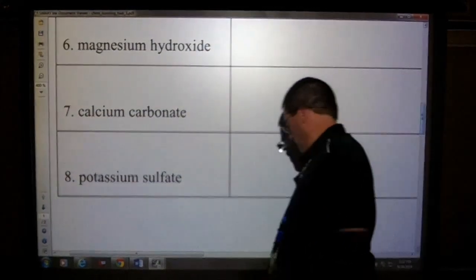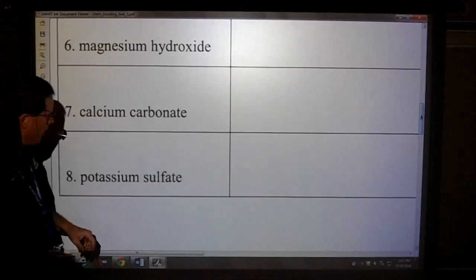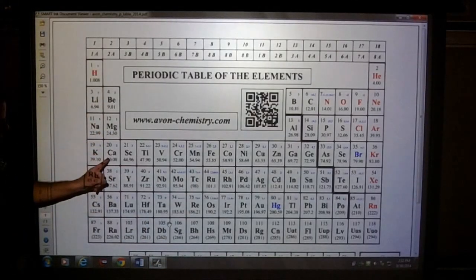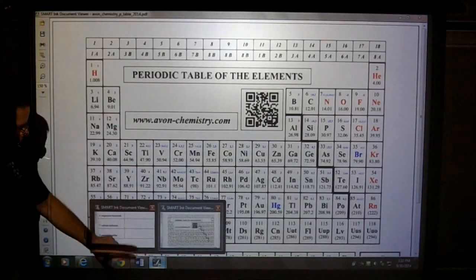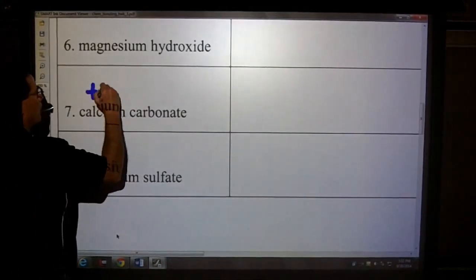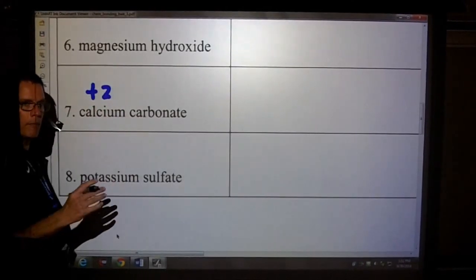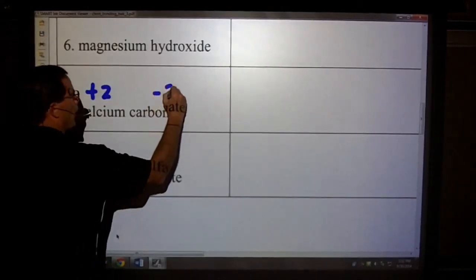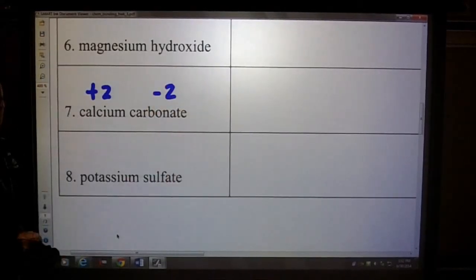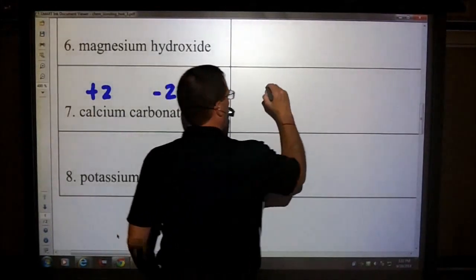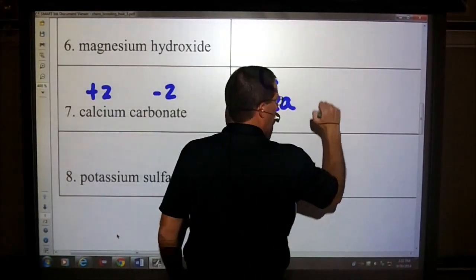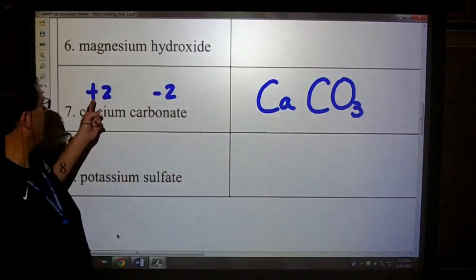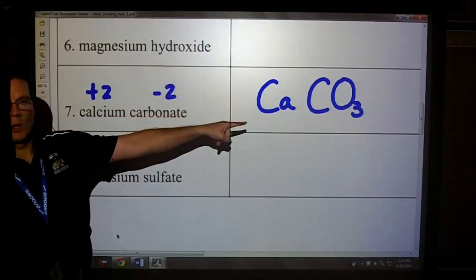Looking at number 7, calcium carbonate. So calcium, again, group 2A, has a +2 charge. So make sure we write our +2. Carbonate, again, it ends in ATE, so you know you're looking at a polyatomic. Carbonate has a -2 charge. Makes this nice. So the formula for calcium, Ca, carbonate, CO3 with a -2 charge. Since we have the same charges, we're done.